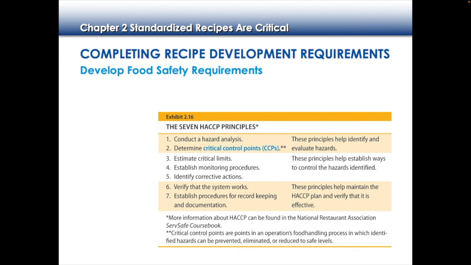So there's 7 principles of HACCP. 1, conduct a hazard analysis, right in the title. Determine the critical control points, right in the title. Now, once we determine these, we want to establish critical limits. Critical limits are the upper and lower parts of what is acceptable. Then we establish monitoring procedures. We identify corrective actions. We verify that the system works, and then we establish procedures for record keeping and documentation.